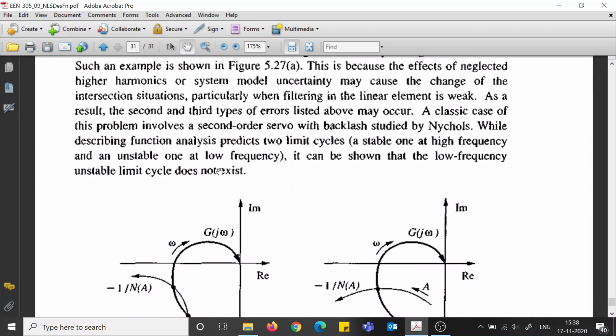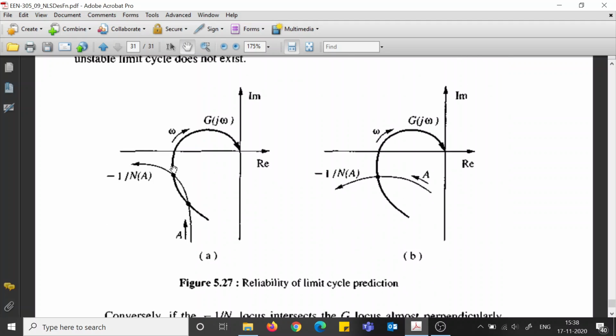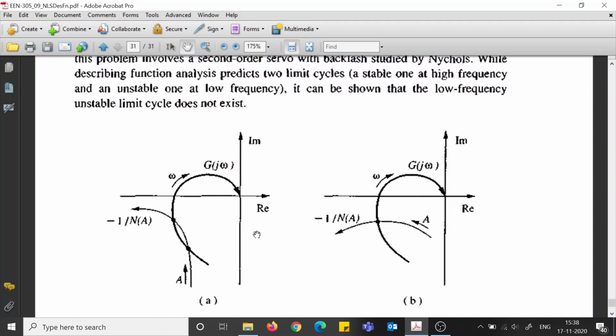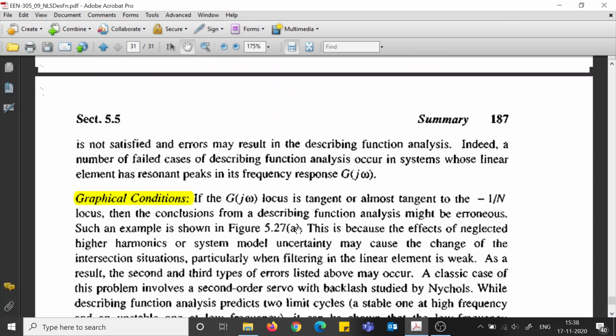Graphical conditions. If we have a very critical sort of graph like this, with close limit cycles, then basically due to the harmonic presence, this might not even touch the G(jω) curve. The actual frequency response curve may not actually be touching. So in reality there might not be any such limit cycles also.